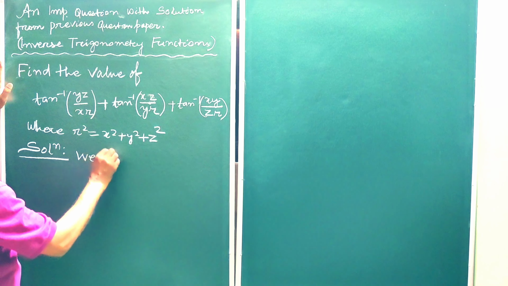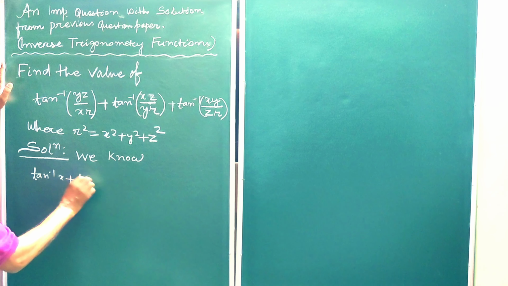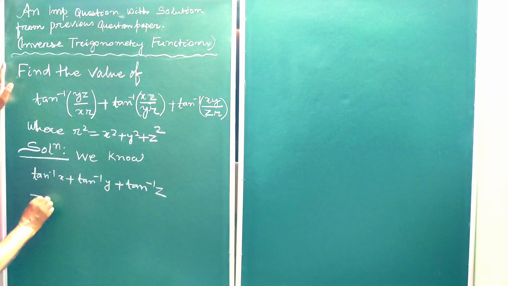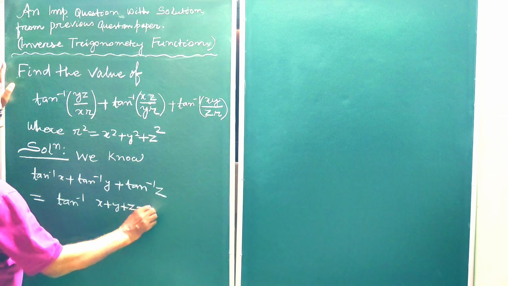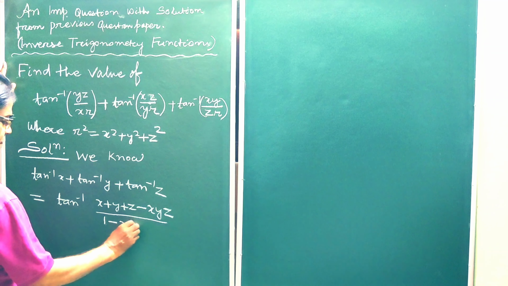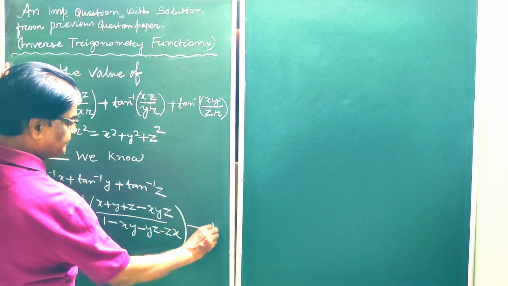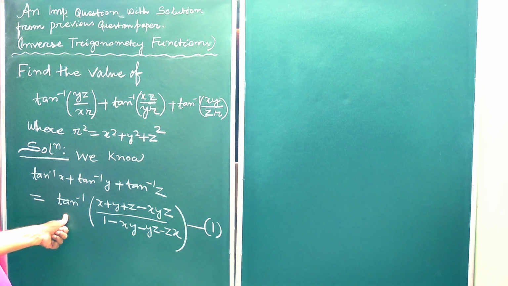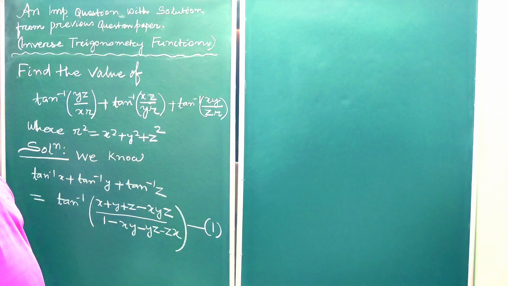We know tan inverse x plus tan inverse y plus tan inverse z is equal to tan inverse of x plus y plus z minus xyz, divided by 1 minus xy minus yz minus zx. So this is the formula. We know tan inverse x plus tan inverse y plus tan inverse z is equal to tan inverse of x plus y plus z minus xyz by 1 minus xy minus yz minus zx.